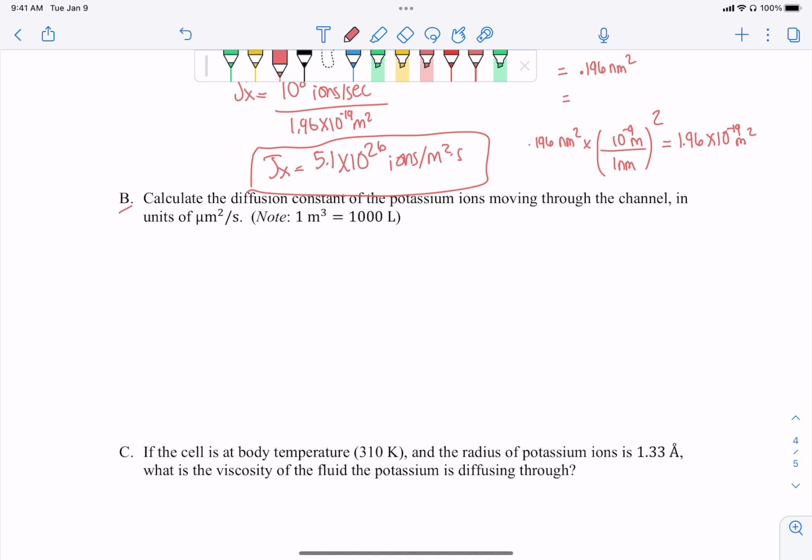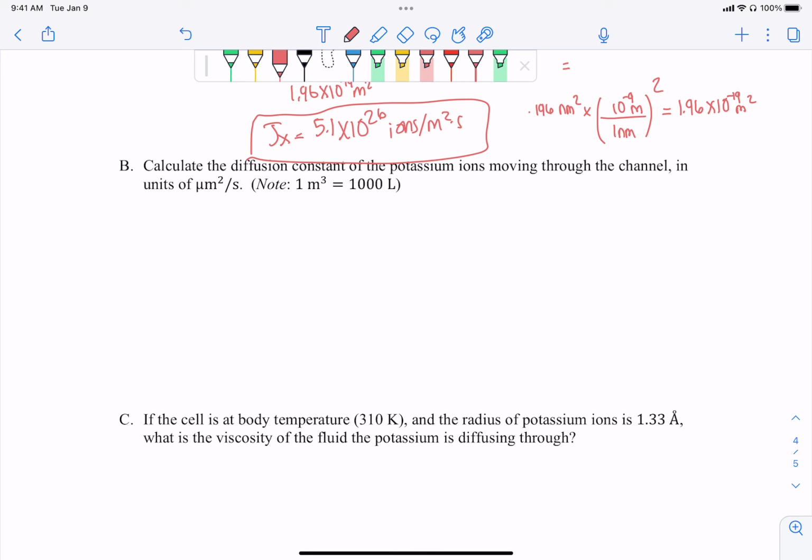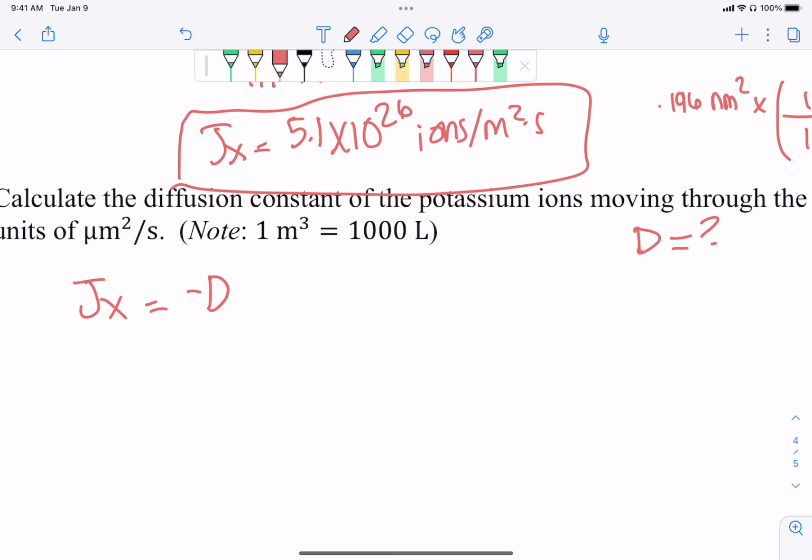But if there aren't any other questions about part A, we can move on to part B. Part B is we need to figure out the diffusion constant now, right? So we're looking for the diffusion constant of the potassium ions moving through the channel, in units of micrometer squared per second. We can relate this to the flux value we had before and our second equation for flux, which someone mentioned earlier: the negative of our diffusion constant times our delta concentration over delta x.